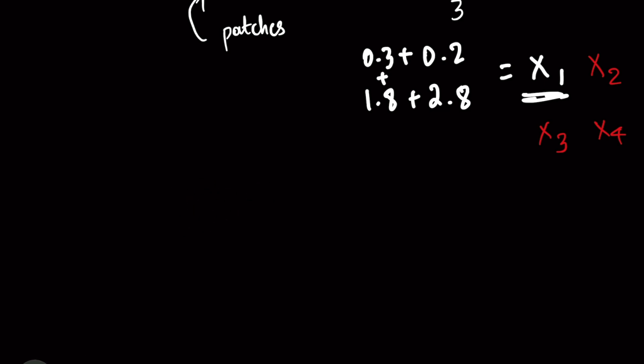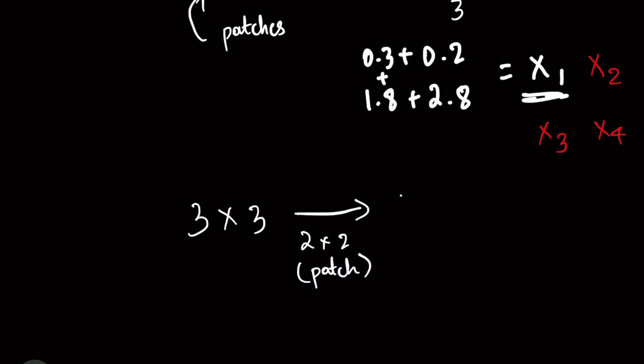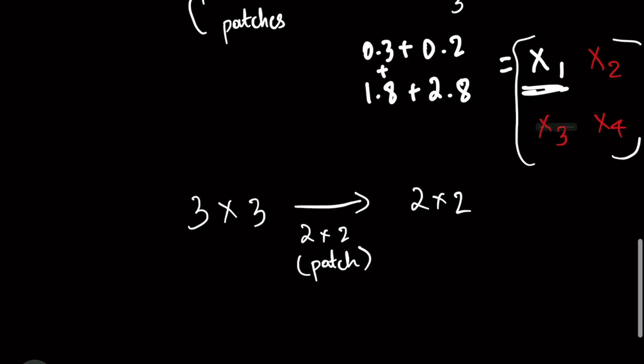So we went from a 3 by 3 image, using a 2 by 2 patch, which gives us what? If you see here, we got x1, x2, x3, x4. By combining the values using the patch, we got a 2 by 2 image. So what happened is it tried compressing a 3 by 3, basically 9 values, into 4 values.